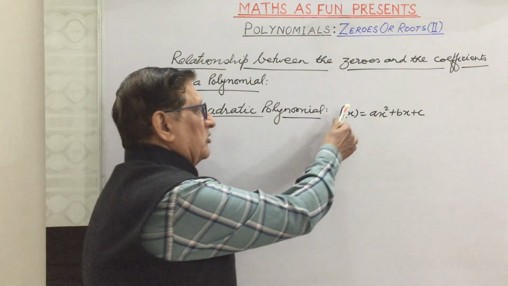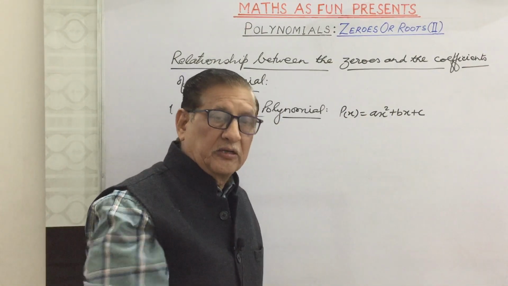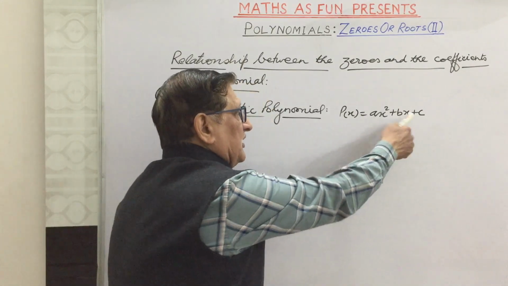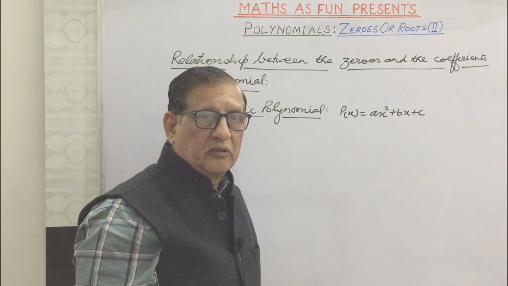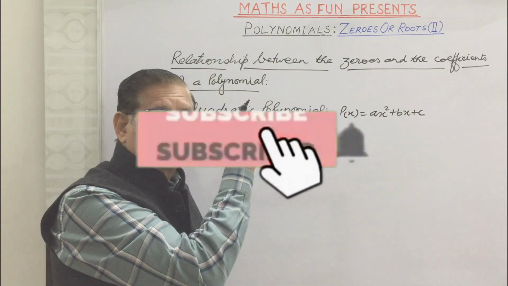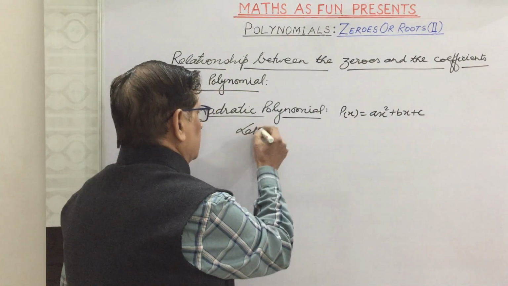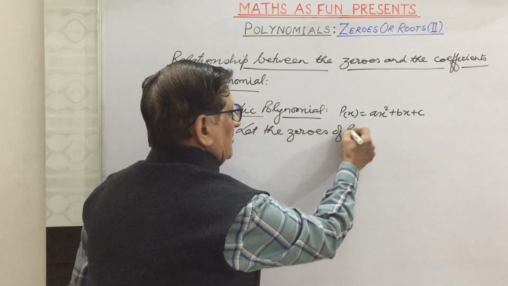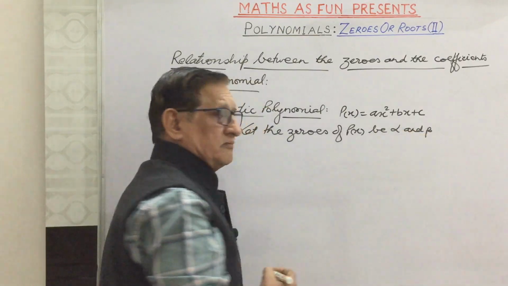We know a quadratic polynomial p(x) equal to ax square plus bx plus c. It is a general form of a quadratic polynomial. Here a, b and c are known as the coefficients of the polynomial. Suppose the zeros or the roots of this are alpha and beta. Let the zeros of p(x) be alpha and beta.